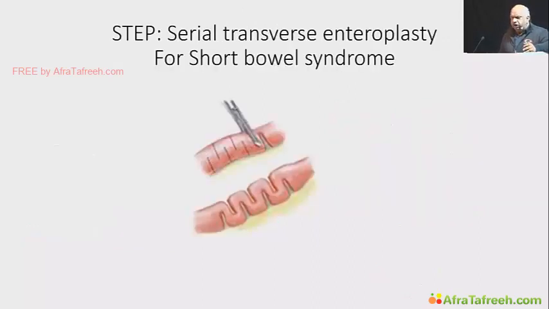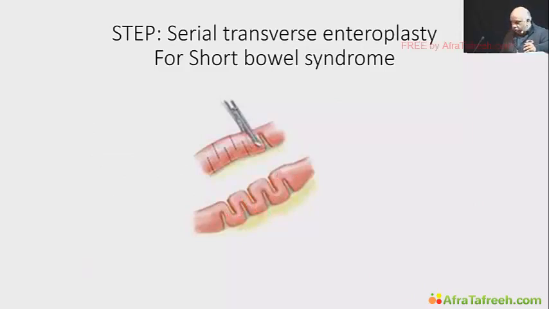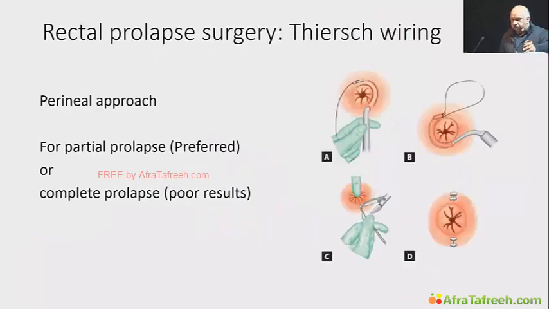This is called serial transverse enteroplasty. As you can see, we have increased the surface area by making incisions like this. This is another surgery for short bowel syndrome. So Bianchi operation, which was already a question: Bianchi operation is done for what? Short bowel syndrome. And STEP also is done for short bowel syndrome.